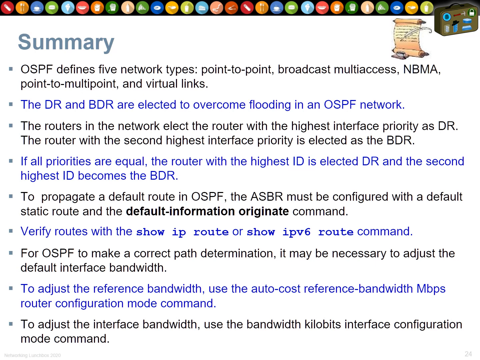There are five key categories of OSPF network types: point-to-point, broadcast multi-access, otherwise known as Ethernet, non-broadcast multi-access, otherwise known as Frame Relay, point-to-multipoint, and virtual links.